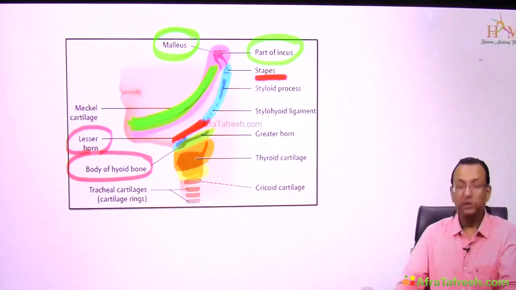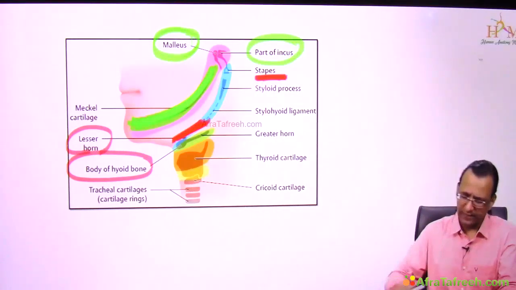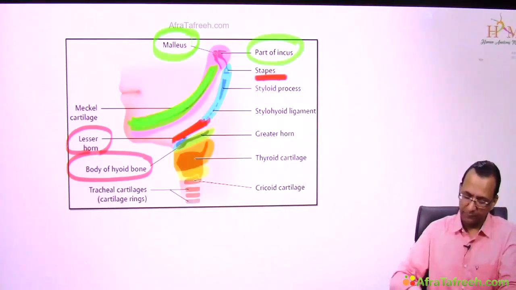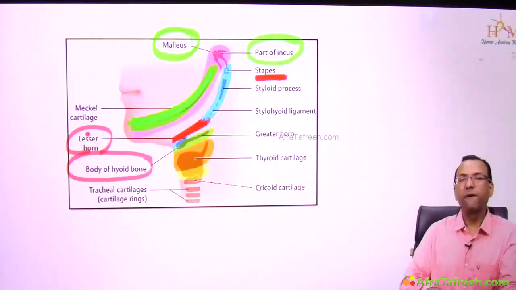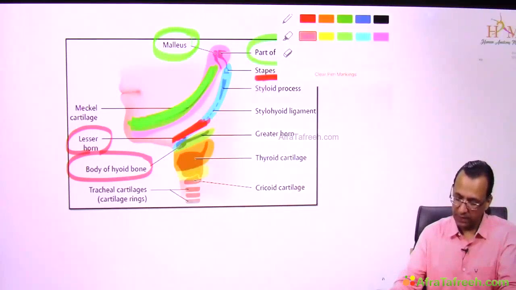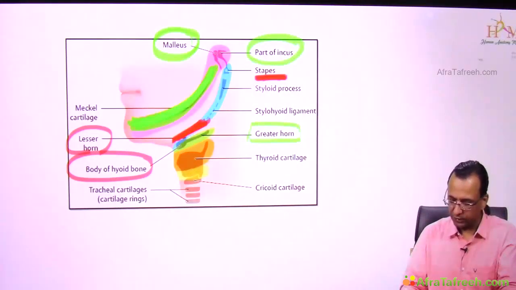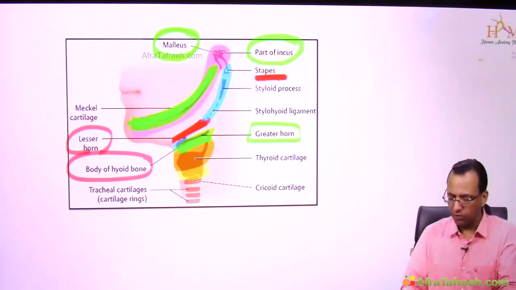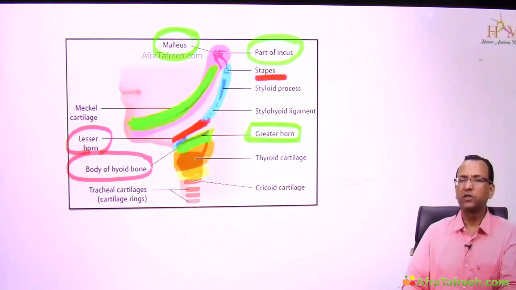Along with the lesser horn of the hyoid bone. You are telling that in the second arch we have the stapes bone developing? Yes, along with the upper body of the hyoid and the lesser cornu of the hyoid. Then we'll form the greater cornu. The greater cornu is developing along with the lower body in the third arch. So the lower body of the hyoid and the greater cornu will develop in the third arch. Yes. So upper hyoid is second arch, lower hyoid is third arch.